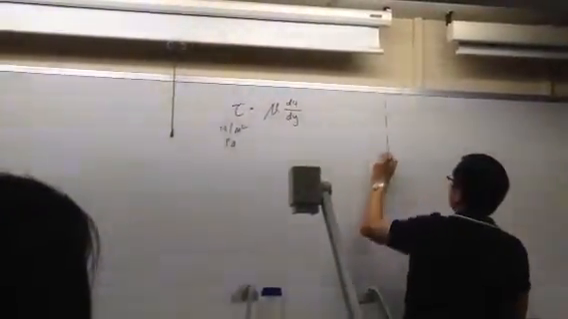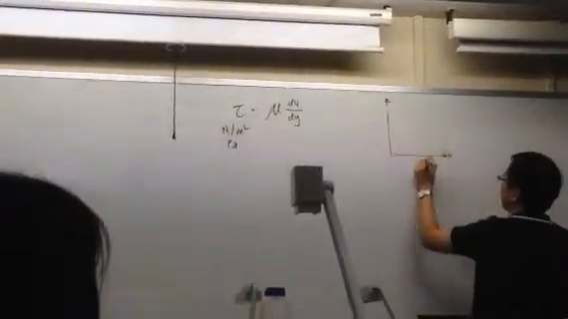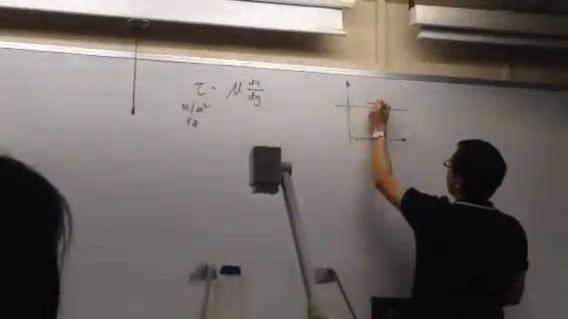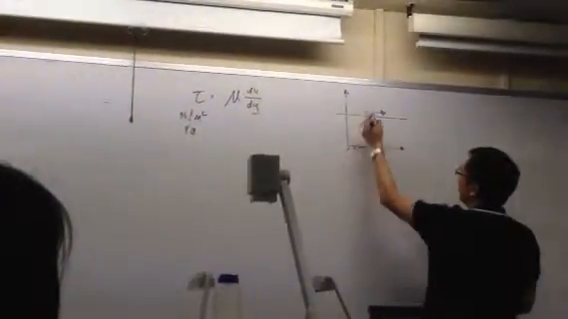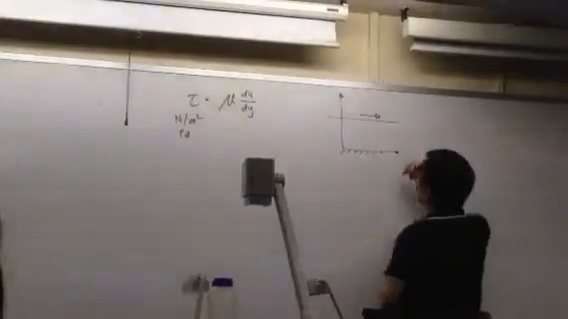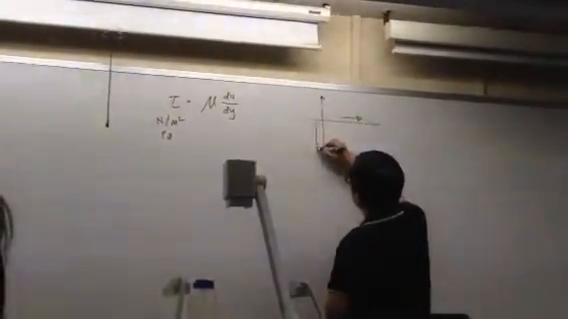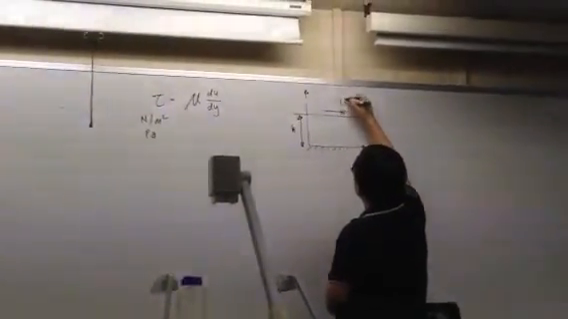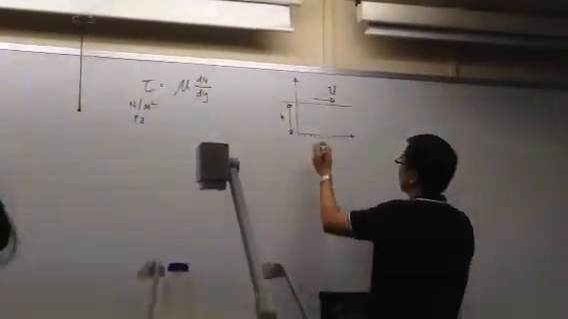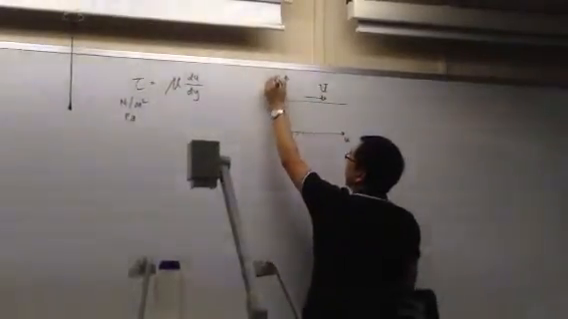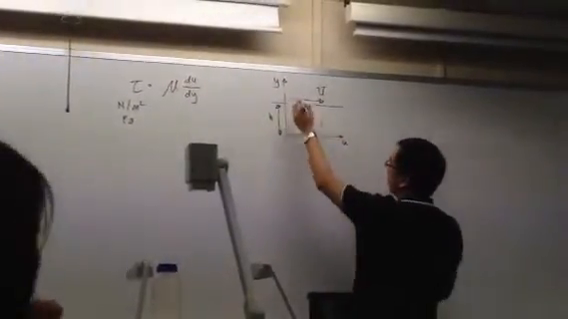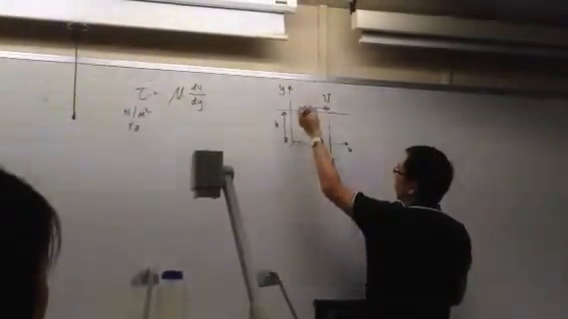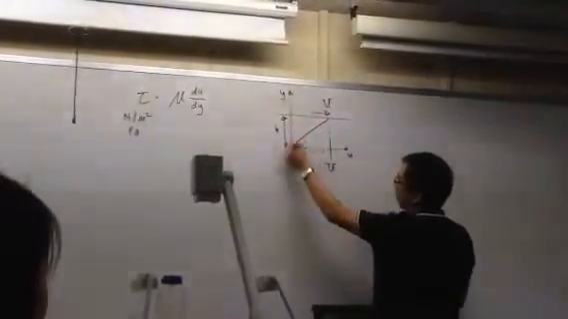How do you see the velocity gradient? If I have a moving surface and a stationary surface, and this is at a height h, the velocity is capital U. My curve I can draw like this. This is the velocity profile.